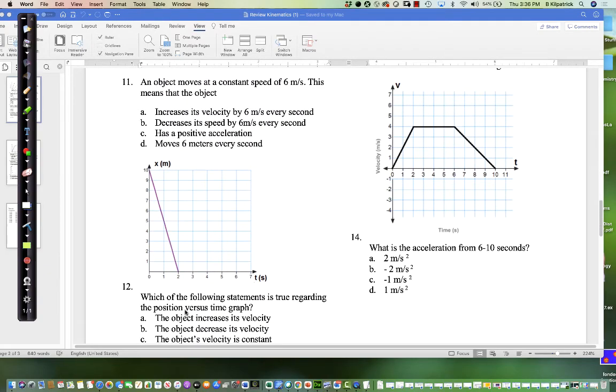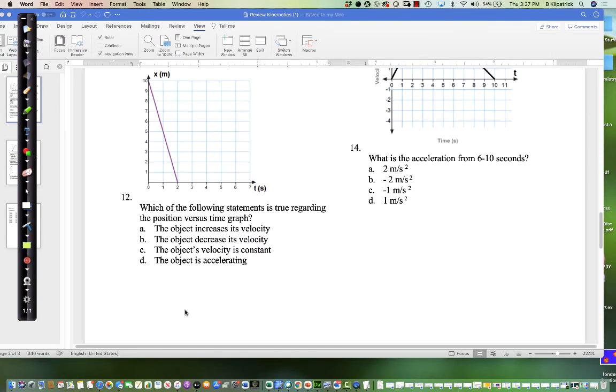Okay, so the next question. An object moves at a constant speed of 6 meters per second. This means that the object does what? Moves 6 meters every second. Yeah, moves 6 meters every second. Okay, we're not talking about acceleration. Acceleration would be, if I had 6 meters per second squared, the velocity would change by 6 meters per second every second.